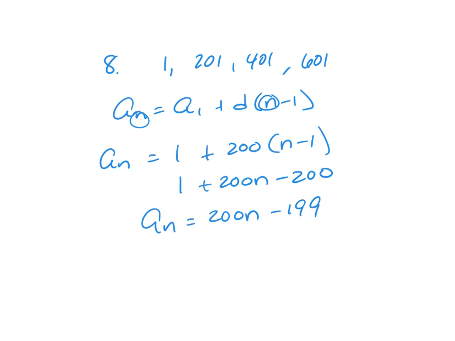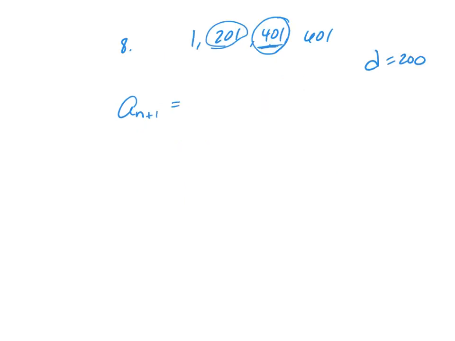That's your explicit formula. If I'm trying to find A3, what can I do to A2 to get to A3? Add 1. So it would be AN, what do we add? Plus 200. Very good. That's it. And A1 equals 1.